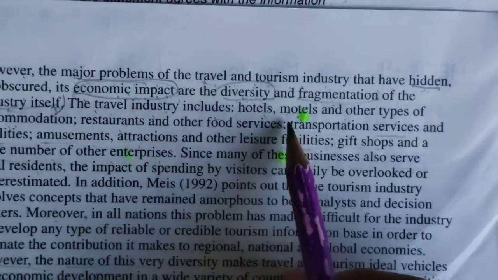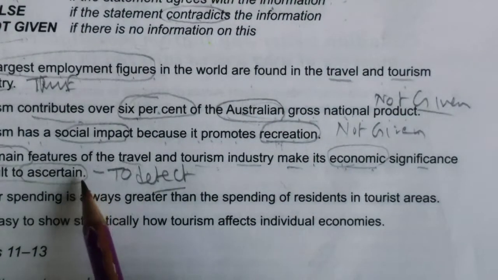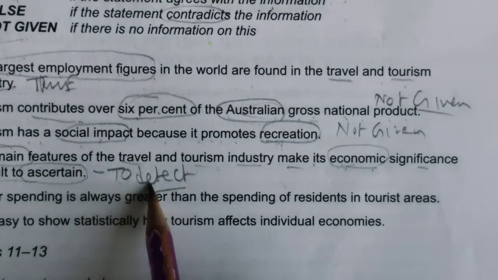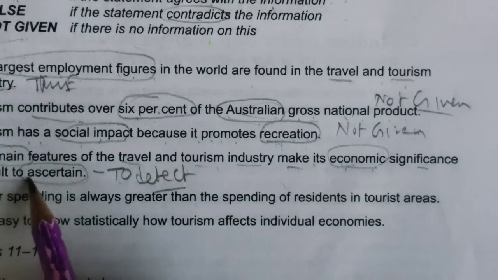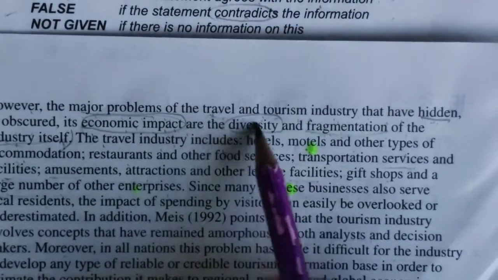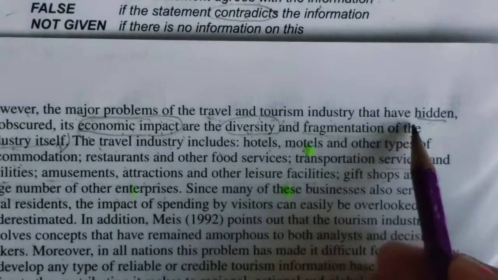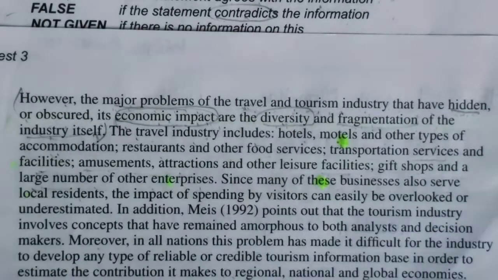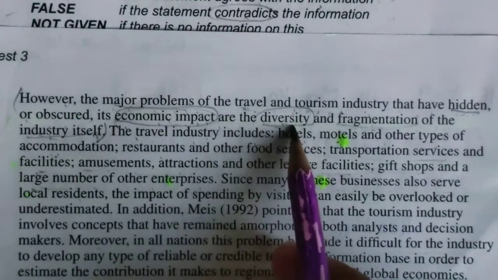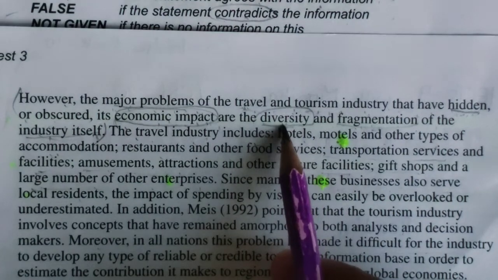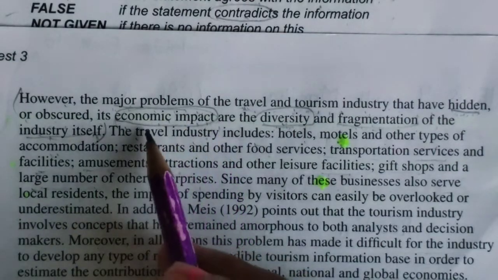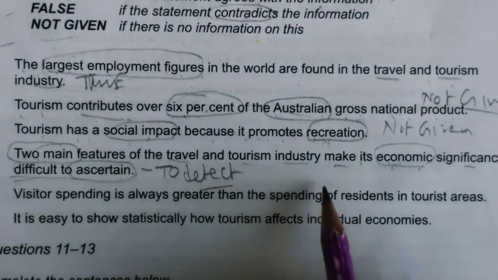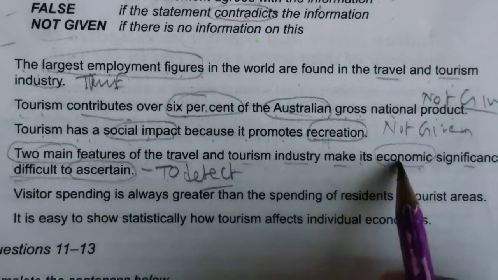So means in question they are saying to detect. So make it difficult to ascertain means difficult to detect the economic significance, because they are saying this industry has two major problems that are hidden, that we can't find till now, because its two functions are fragmented, they are in diversity. So it's very important. It is not possible to find this economic significance.